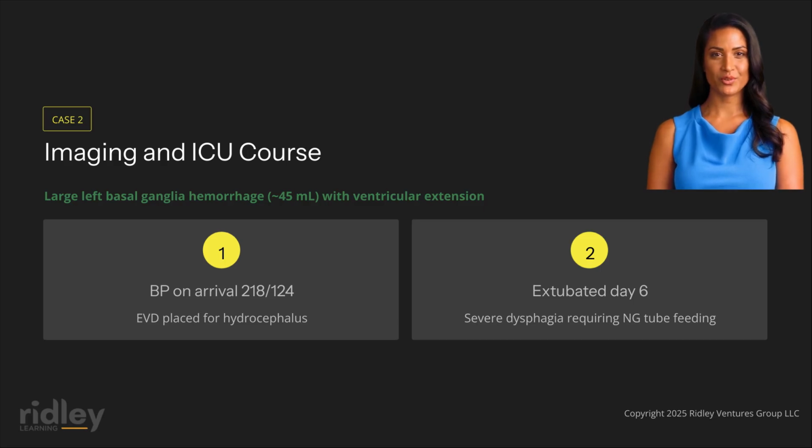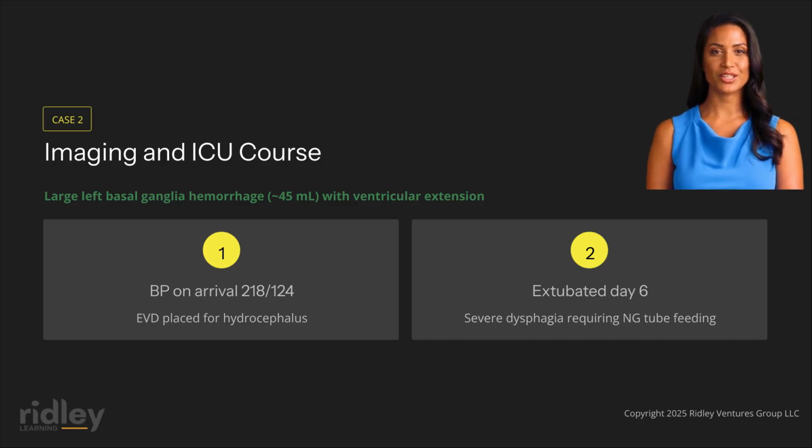extension into the left lateral ventricle and early hydrocephalus. Blood pressure on arrival was 218 over 124 millimeters of mercury. The patient was intubated for airway protection and transferred to a comprehensive stroke center where he was admitted to the neurological intensive care unit. Intensive care unit management focused on blood pressure control with a target systolic of 140 to 160 millimeters of mercury, intracranial pressure management, and close neurological monitoring.